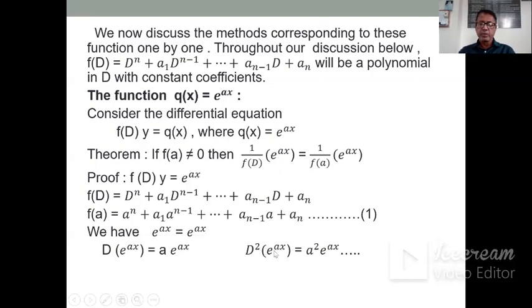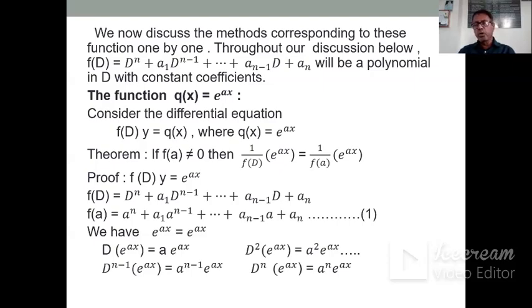The second derivative of e to the power ax means the derivative of a e to the power ax. Here a is outside, and the derivative of e to the power ax is again a into e to the power ax. Therefore, it becomes a square e to the power ax. Similarly, the third derivative, d cube of e to the power ax, is equal to a cube into e to the power ax, and we go on continuing in this way.